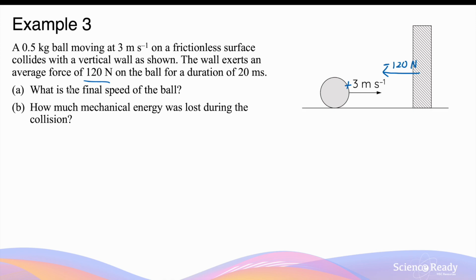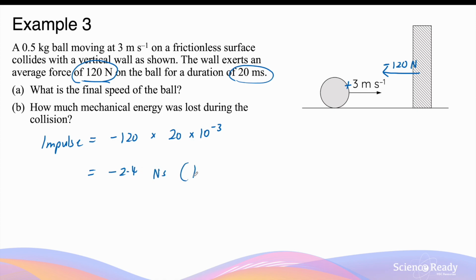Part A, what is the final speed of the ball? Since the question has given us the force and the duration over which it is acting on the ball, we can easily find the impulse by multiplying minus 120 newtons times 20 milliseconds, which is 20 times 10 to the minus 3 seconds. This gives an impulse of minus 2.4 newton seconds, or you can write the unit as kilogram meters per second.